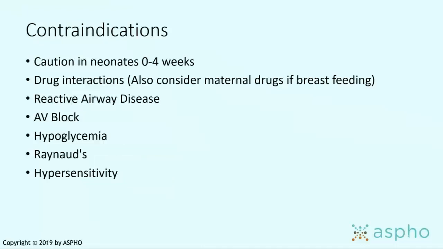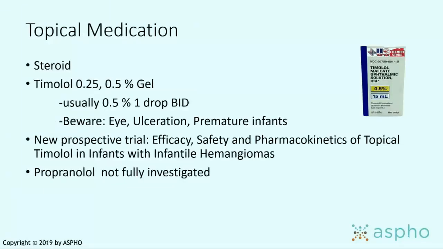Here are some contraindications, and I think you can all read that. There is topical medicine, so timolol is something that's used for glaucoma, and that is a topical or an eye drop that's a beta blocker that we can actually use on smaller hemangiomas, and it works quite well. So we're hoping to get pediatricians involved in this. There's a study now looking at different concentrations of timolol.